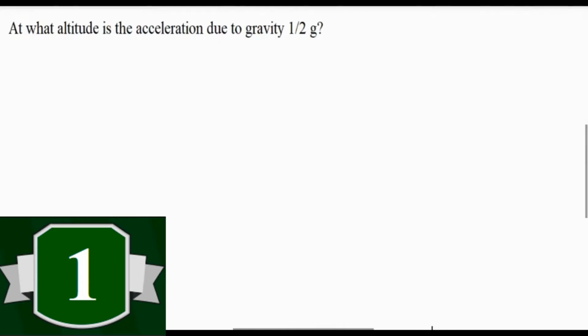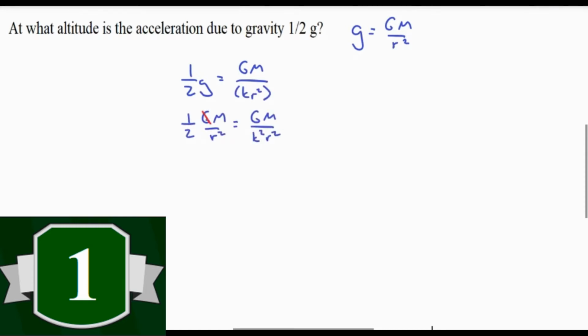How do we find where the acceleration due to gravity is 1/2 g? Well, g, remember, is also the gravitational field strength, which we calculate as GM over r squared. To do that, we can set 1/2 g equal to GM over a constant, let's call it k, times r squared. Just plug in GM over r squared for little g, cancel everything you can cancel, and solve for k.